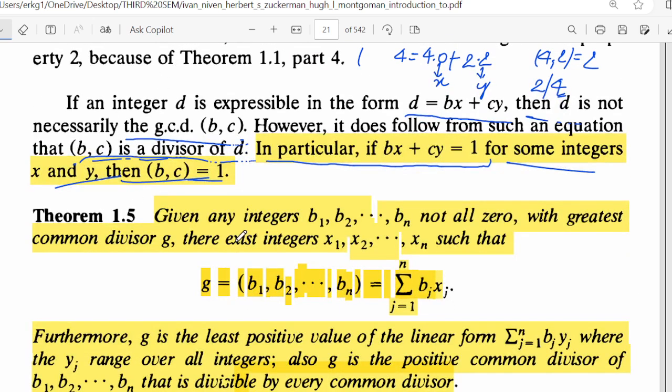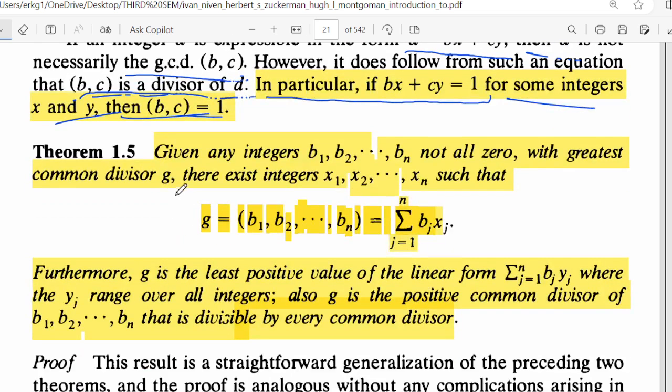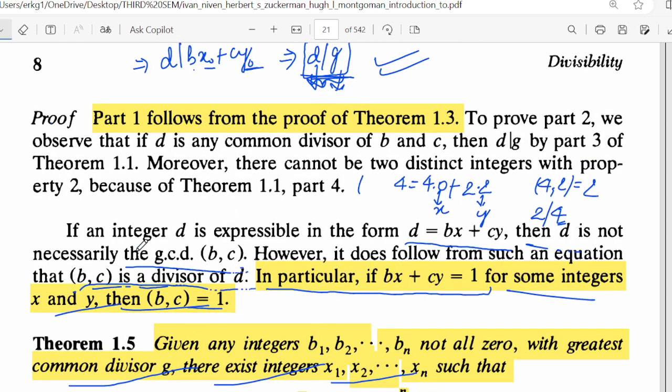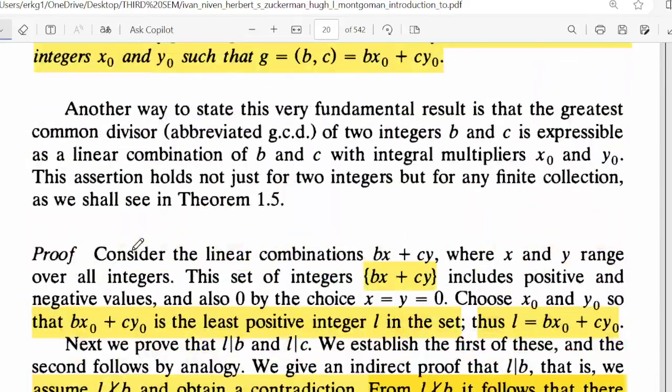Now we go to the next theorem, theorem number 1.5. The statement of this theorem says: given any integers b1, b2, ..., bn, not all 0, with greatest common divisor g, there exist x1, x2, ..., xn such that g is equal to the summation. This means theorem 1.5 is the general form of theorem 1.3.